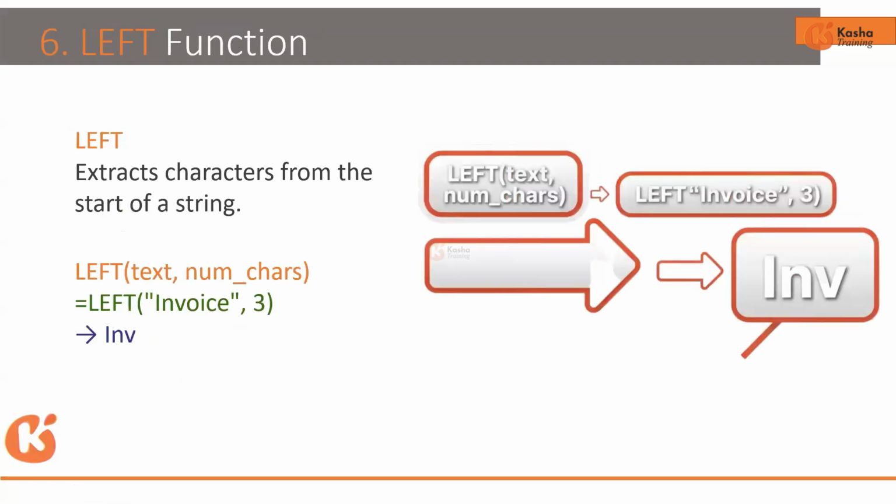The sixth function is the LEFT function, which means from the left hand side, however many characters you want. For example, in this case, you can see we have an invoice, and from the left hand side, we want the first 3 characters. So you can see it is showing you INV, which is the first 3 characters of invoice. So that is the LEFT function.